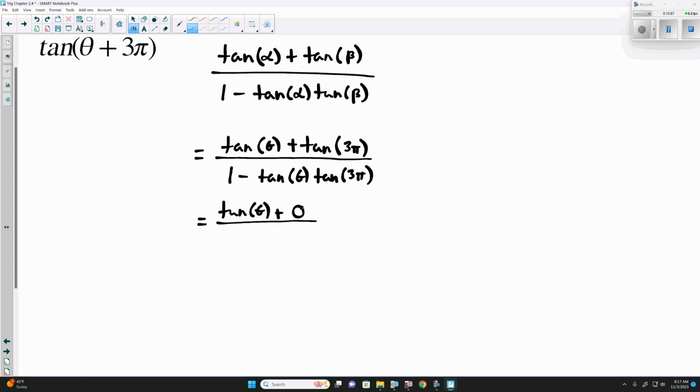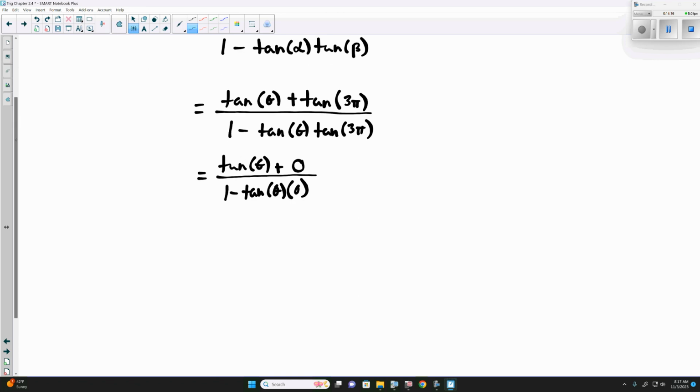3 pi and pi are the same angle. And at pi, sine is 0, cosine is -1. 0 over -1 is 0. So we get 0. In the denominator, we have 1 minus tangent of theta times 0. Which does simplify quite nicely, because the numerator is just going to be tangent of theta. The denominator, well, that's all 0. It's just 1. So we can just say that this is tangent of theta, and we're done.